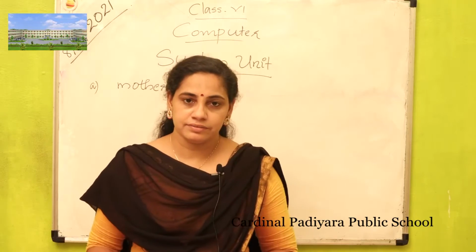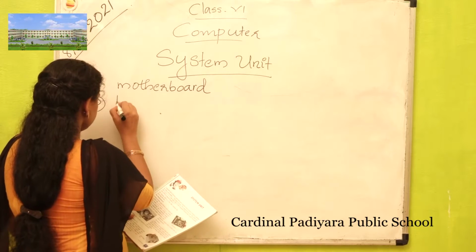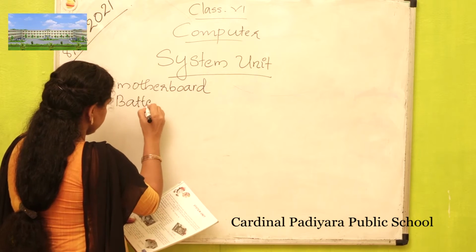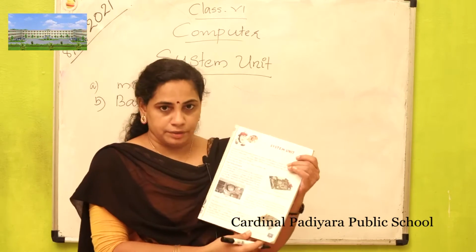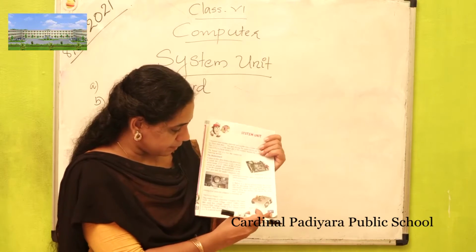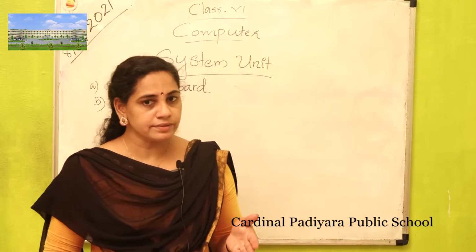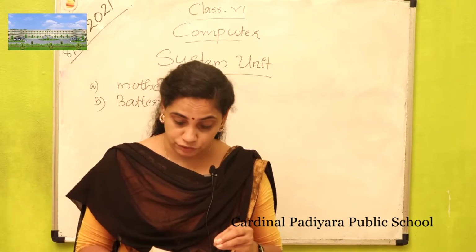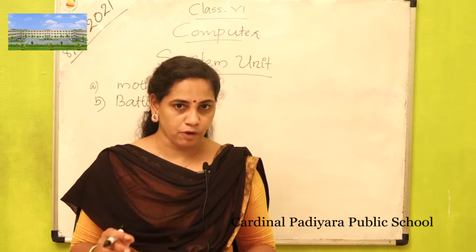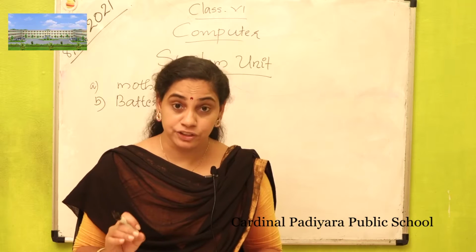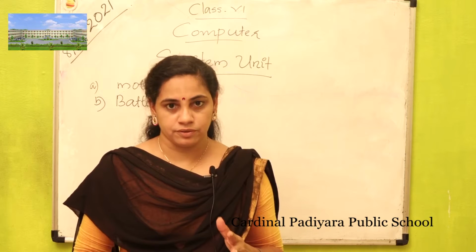Second one, battery. Page number 5, this is the picture. A battery is a device placed inside the system unit for providing direct current electricity, and this battery also powers the clock and date.